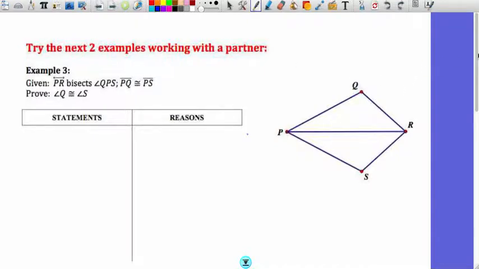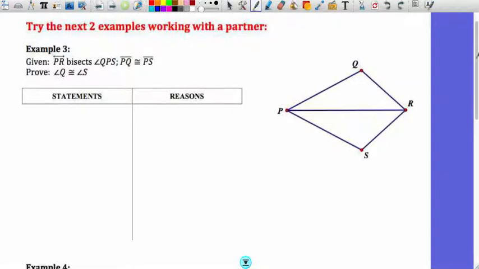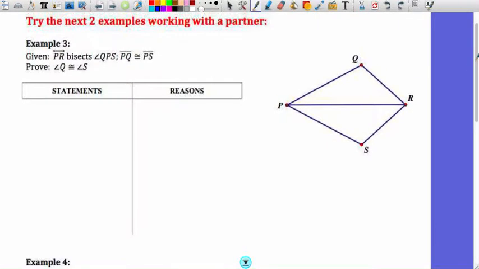Okay, this is part 2 of the lesson on 4.3, using congruent triangles. In this part of the recording, we're just going to go over examples 3 and 4 that you should have worked on with your partner or those sitting in your vicinity. We'll use the same approach. What we've been asked to prove is that angle Q is congruent to angle S.